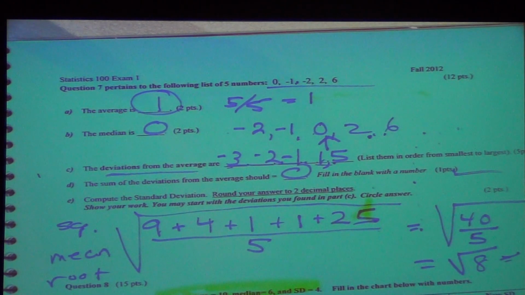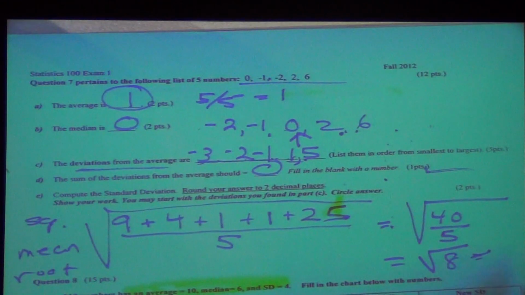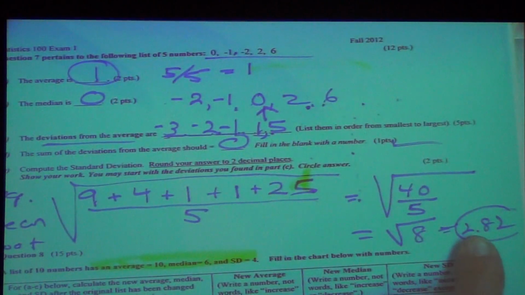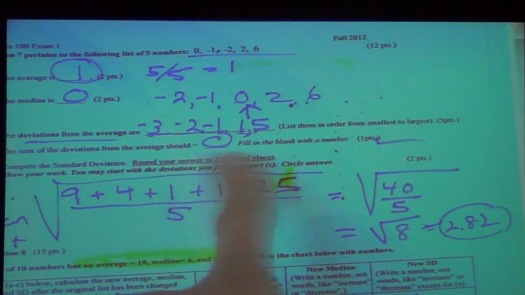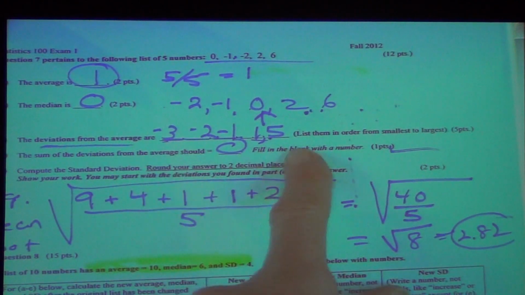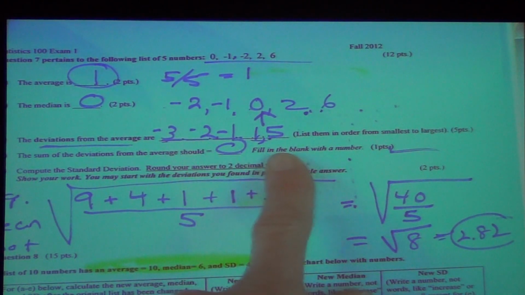2.82. The reason why I want you to get that is because I want you to check it out afterwards and make sure it makes sense. 2.82. If you got 8 and you forgot to take the square root, you'll know it's wrong. It's bigger than any one of these. It can't be. It has to be the typical one of these.